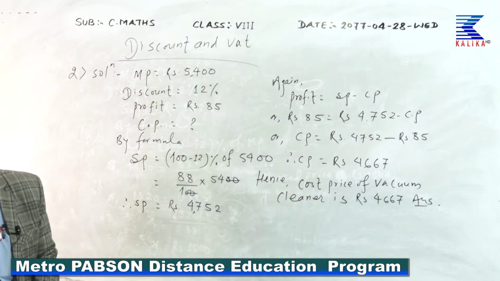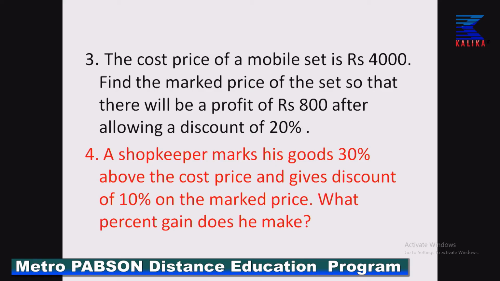And next, question number 3. Next question please. The cost price of the mobile set is rupees 4000. The cost price is given here.